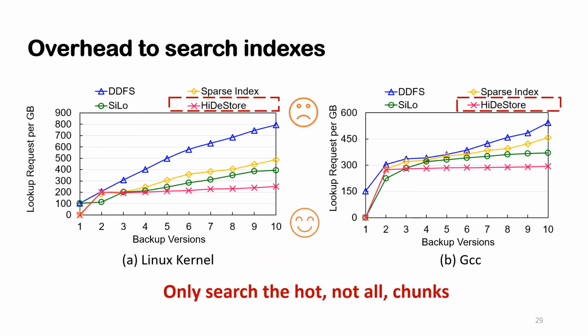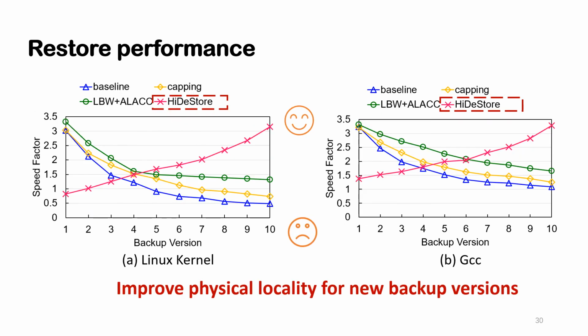By only searching the hot rather than all chunks, our scheme incurs low overhead to search the indices during the deduplication phase, and hence improves the deduplication performance. Moreover, we also improve the physical locality for the new backup versions and hence improve the restore performance.